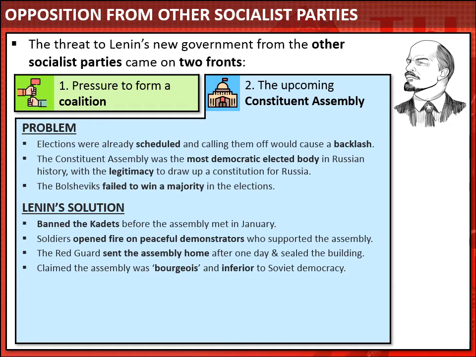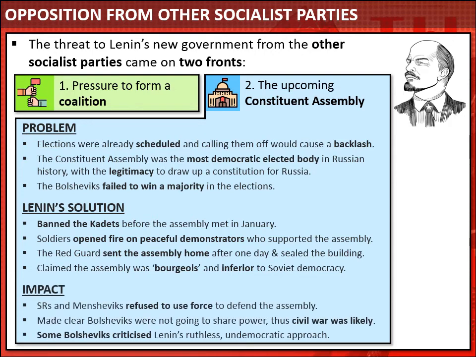The results of this episode were mixed for the Bolshevik Party. On the one hand, they had managed to get rid of the assembly relatively easily, as the SRs and Mensheviks refused to use force to defend it. However, by ridding themselves of the assembly in this way, the Bolsheviks had made absolutely clear that they were not going to share power, and that took them a step closer to dictatorship.